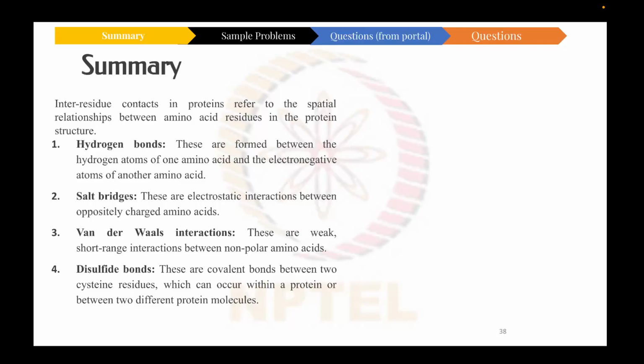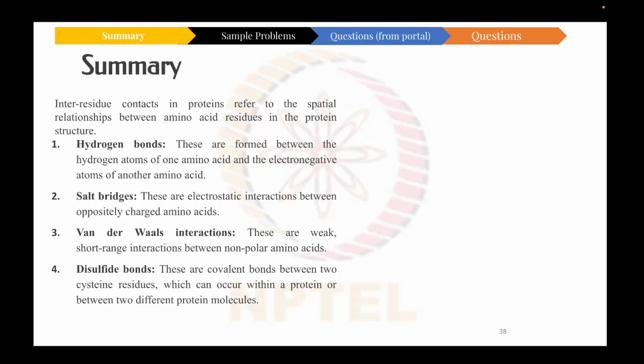So we have salt bridges also, which are electrostatic interactions between the oppositely charged amino acids. Salt bridges can play a critical role in protein-protein interactions and in stabilizing the tertiary structure of proteins. Then we have van der Waals, which are weak short-range interactions between the non-polar amino acids. So these van der Waals interactions help to stabilize the packing of amino acids in the protein core.